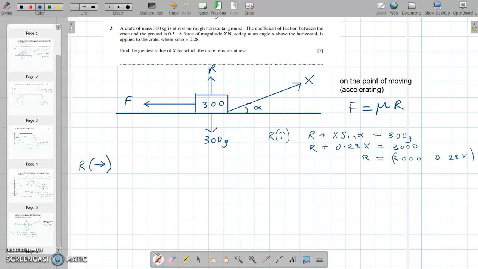So let's go ahead. If we resolve X in the horizontal direction, it's going to be X cos alpha. We talked about why it's cos alpha in the last bit, and that equals the forces to the left. It is equal because there's no acceleration. It wouldn't be equal if there was an acceleration. It equals F. But what is F? F is mu R. So let's not put F in. Let's write that as mu times R. Well, what is R? R is 3000 minus 0.28X.